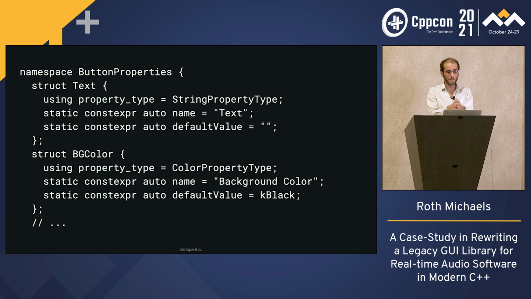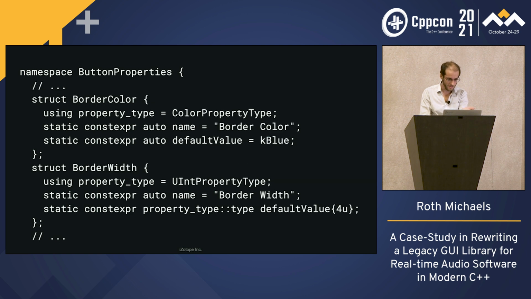So going back to our button, this is what it would look like to declare the four properties that I showed you earlier. A text property, string property type, text, empty string; a color property, background color, black; similar thing for border color. Border width is a uint, and notice that instead of using auto, I'm using property type there just to make sure that I'm narrowing to the correct thing for my constant so I'm not making a mistake. Kind of a style thing as you're working on it. It shows up both ways in our code base.